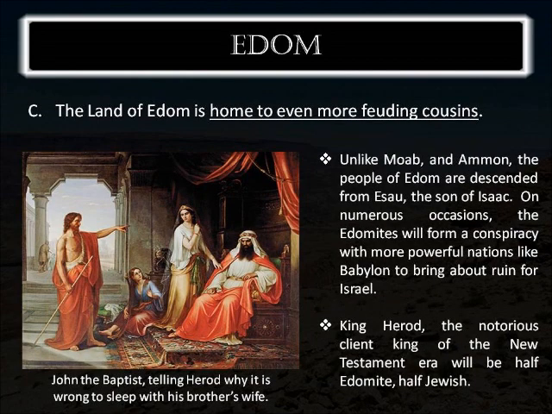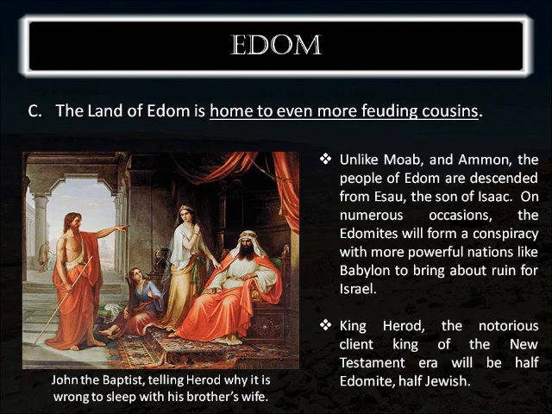And yes, I know you're going to be tired of hearing this, but our third point about Edom is that it's home to yet even more feuding cousins for Israel. Now, unlike the land of Moab and Ammon, the people of Edom are not descended from Lot. They're descended from Esau, who is the son of Isaac and the brother of Jacob.